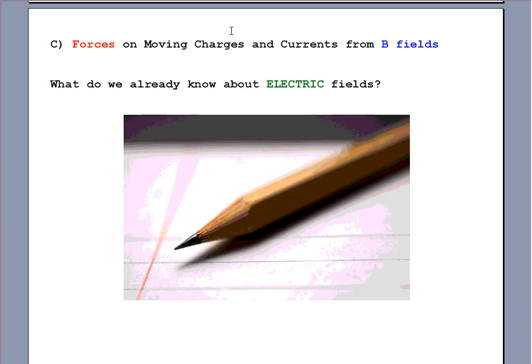Now, we're right back to putting our pencil down again for a second. Let's just take a look back at what we already know from a couple of chapters ago from electric fields and how they can create forces. So no copying for a second.